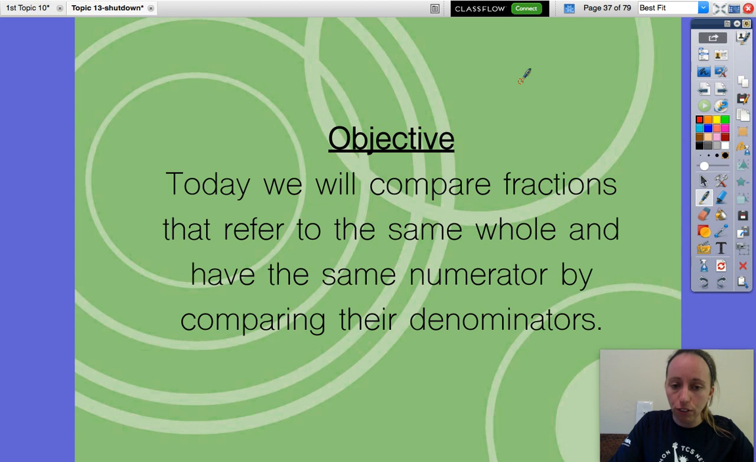They are all referring to the same whole. They have the same numerator. Remember, the numerator is the number on top, and we're comparing their denominators. The denominator is the number on the bottom. Okay, so the numerators will be the same, and the denominators will be different, which is the opposite of yesterday's lesson, where our numerators were different and our denominators were the same.